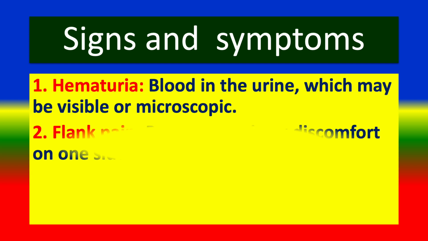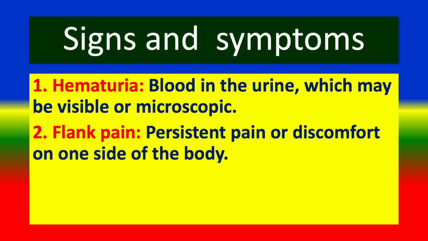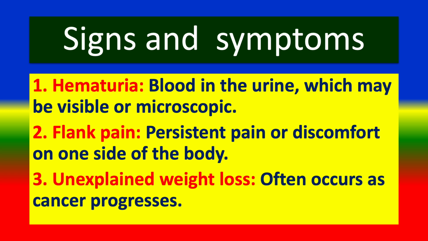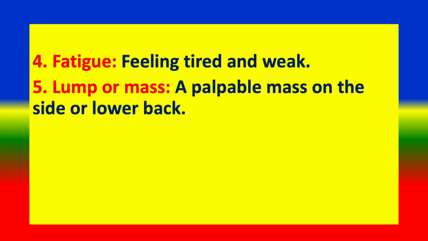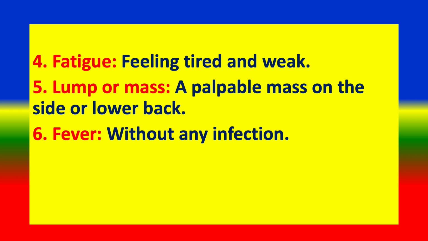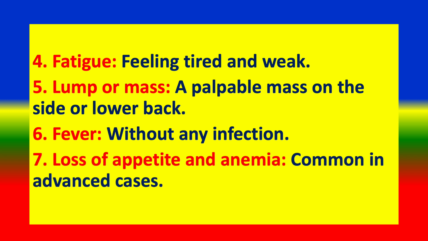Signs and symptoms. 1. Hematuria, blood in the urine which may be visible or microscopic. 2. Flank pain, persistent pain or discomfort on one side of the body. 3. Unexplained weight loss often occurs as cancer progresses. 4. Fatigue, feeling tired and weak. 5. Lump or mass, a palpable mass on the side or lower back. 6. Fever without any infection. 7. Loss of appetite and anemia, common in advanced cases.